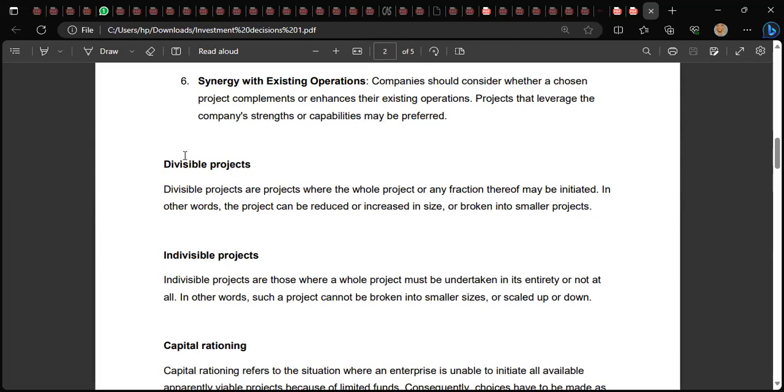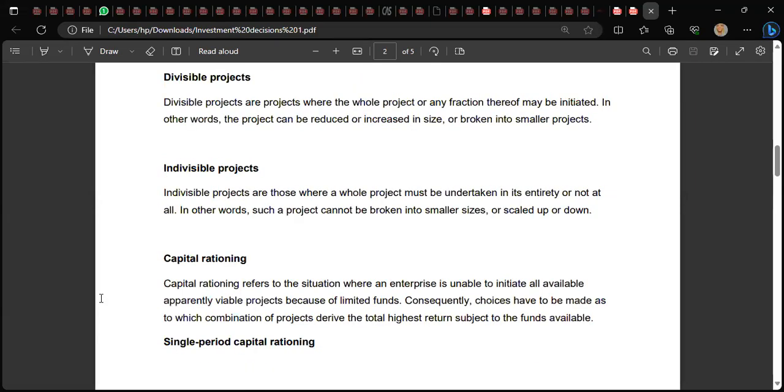So it's a divisible project. In some instances, it can be indivisible, right? These are projects where the whole project must be undertaken in its entirety or not at all. So you either take it or you don't take it. You can't start it and leave it. You can't break it down or scale it down or scale it up. It can't be divided into bite-sized portions.